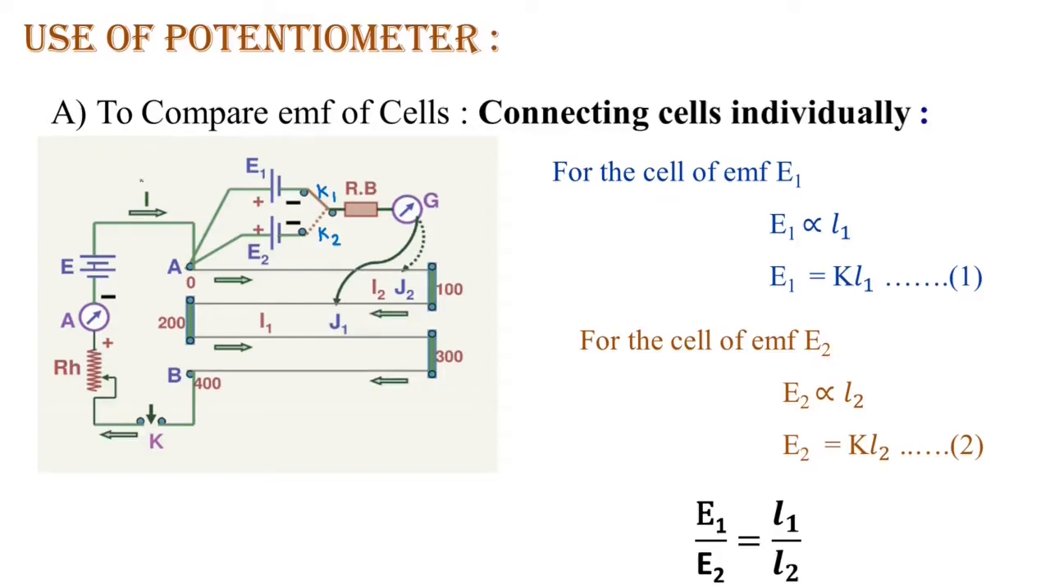Here, you have to remember the battery or driving cell must have EMF greater than E1 and E2. Thus, connecting the cells individually, or you can say separately, this is also called the direct method to compare the EMF of cells using potentiometer.